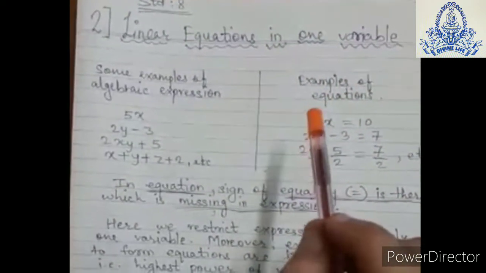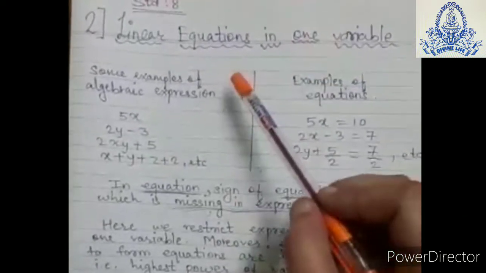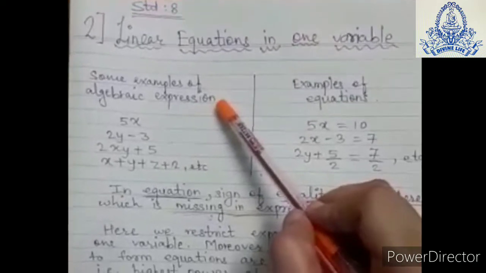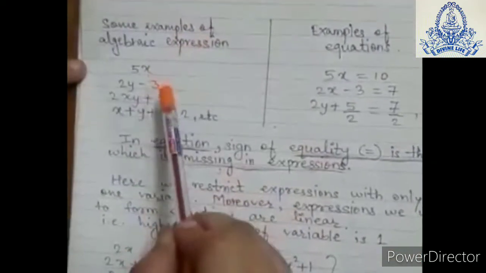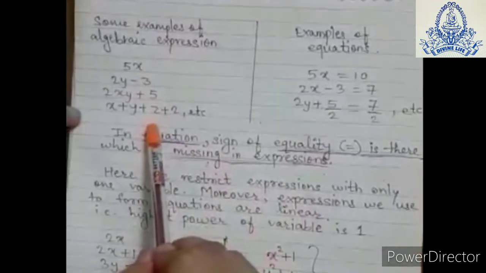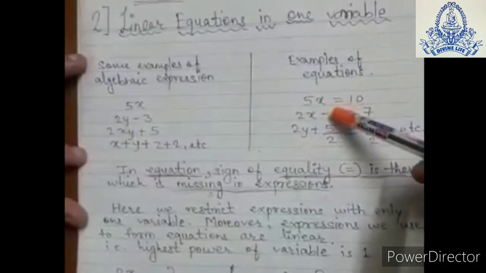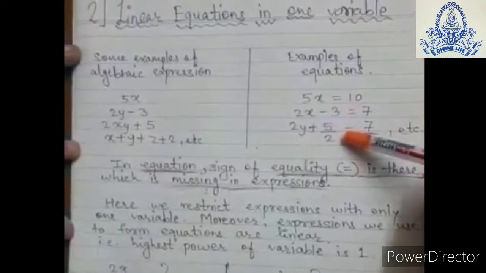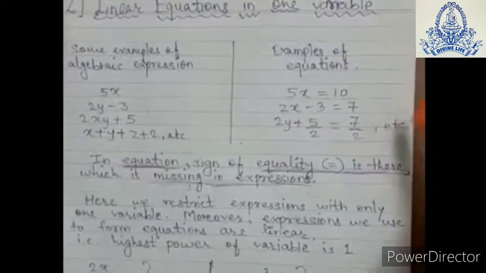Dear students, in earlier classes you have come across several algebraic expressions and equations. Here are some examples of algebraic expressions and equations. See the column of expressions: 5x, 2x minus 3, 2xy plus 5, 2x plus y plus z plus 2, etc. See the column of equations: 5x is equal to 10, 2x minus 3 is equal to 7, 2y plus 5 upon 2 is equal to 7 upon 2, etc.